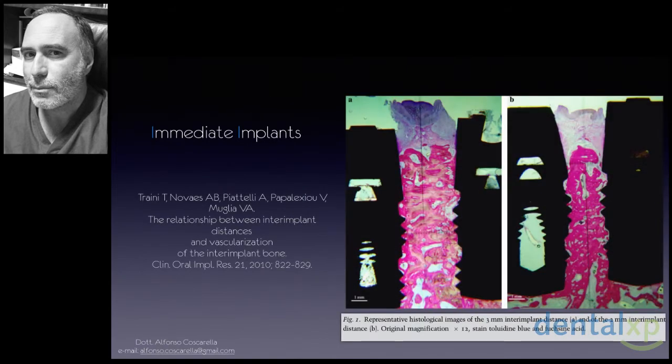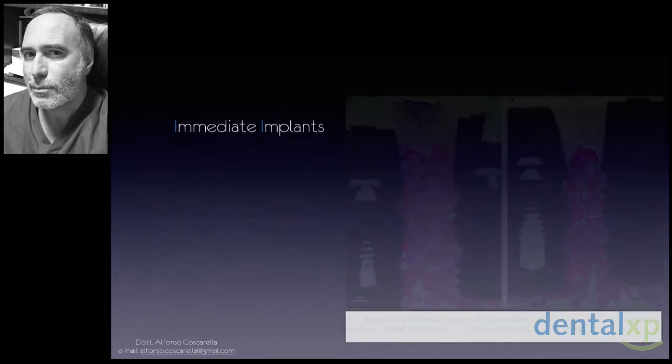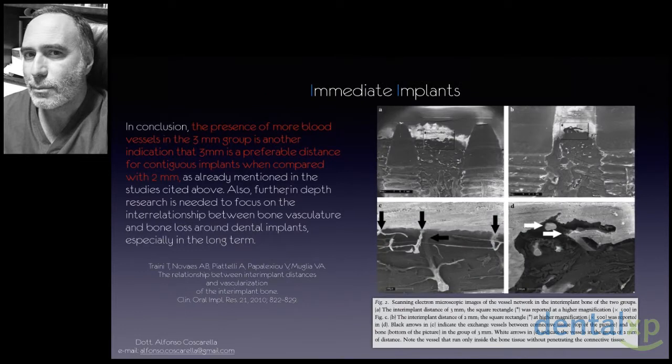The studies of Traini and Piattelli demonstrated that there was a direct relationship between inter-implant distance and the vascularization of the inter-implant bone. They showed that the presence of more blood vessels in the 3 mm group is another indication that a 3 mm distance is preferable for contiguous implants when compared with 2 mm.